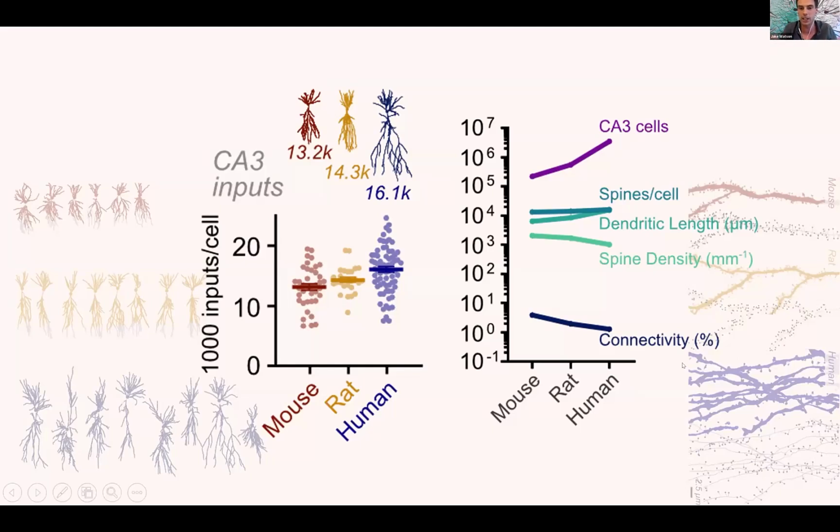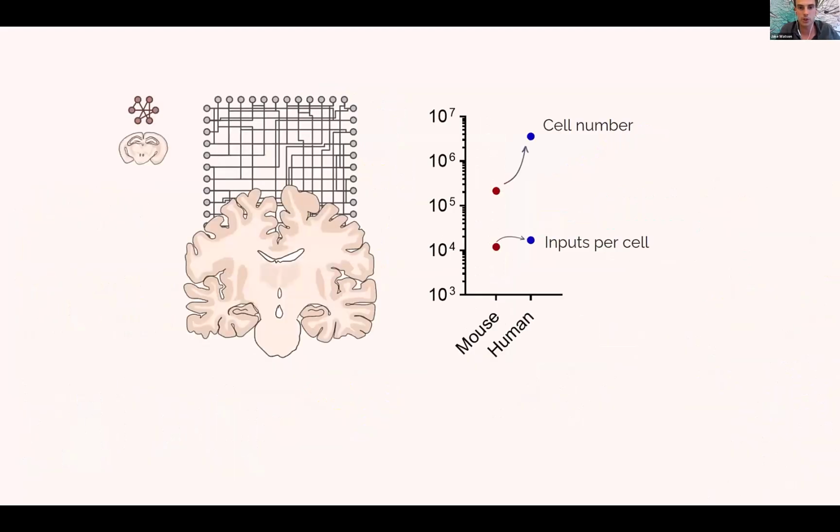And so the takeaway here is that the human brain is not just a big mouse brain. There's lots of different scaling factors that you have to take into account, and that's important if you want to understand really human circuits. So what was quite interesting from looking at human tissue is that the human brain has expanded in size, of course, but mainly by expanding the number of cells in CA3, rather than increasing the number of inputs per cell.